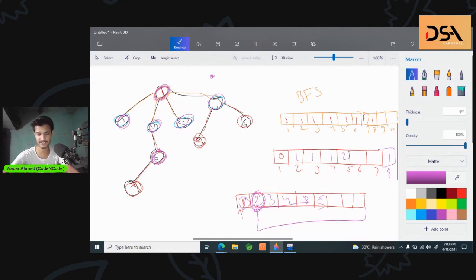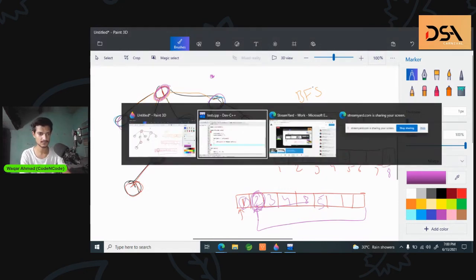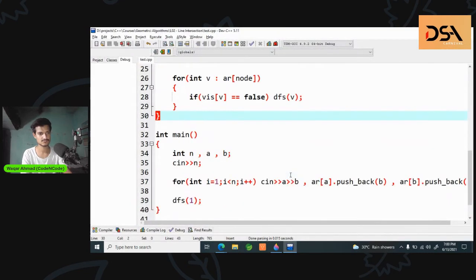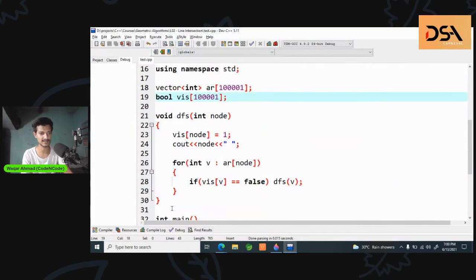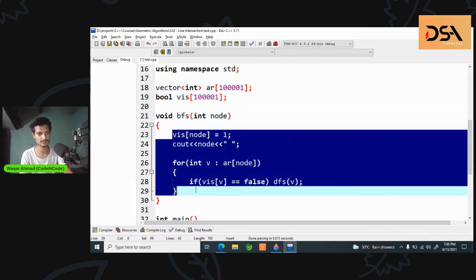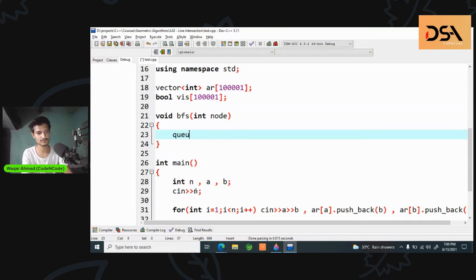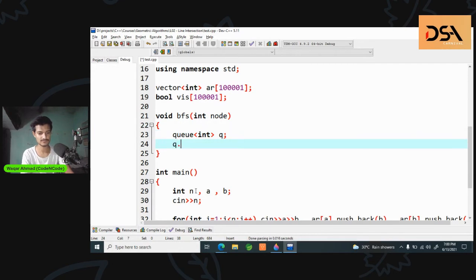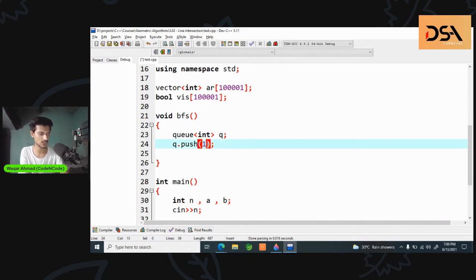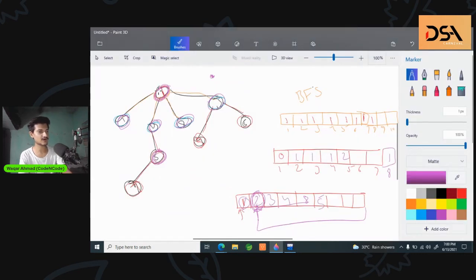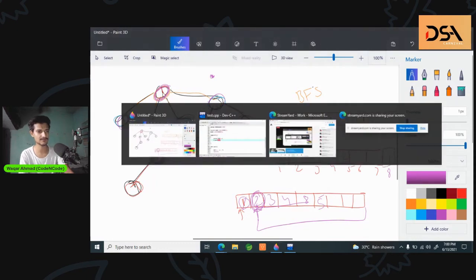Okay, let me show you the implementation without wasting much time. We need one more array, and let's remove this. BFS: what we do is create a queue of int type. In the queue we use the push function to push node 1. Why am I inserting 1? Because 1 is the root, and I need to find the distance of every other node from node 1.